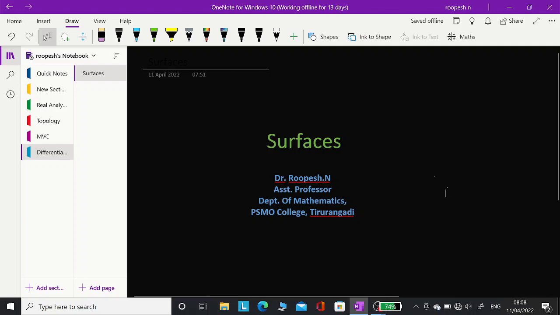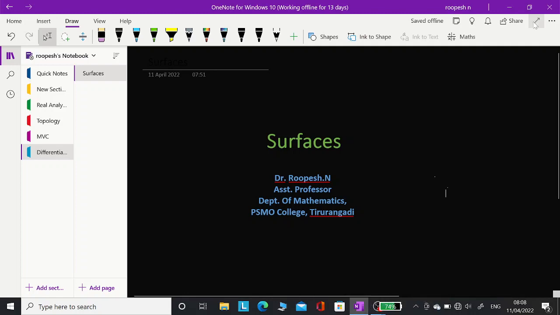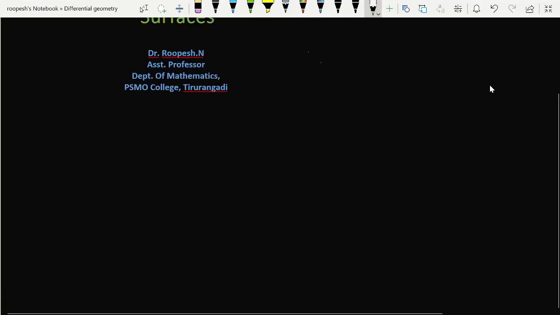Today we will discuss surfaces. In your multivariable calculus classes, you have studied what a surface is. Here we are dealing with the surface definition in differential geometric ideas. First of all, let us move to the definition of a surface.